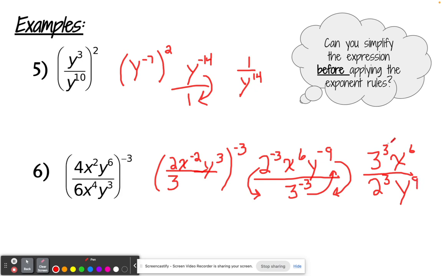My last step, I can evaluate 3 to the 3rd power, make that 27, 3 times 3 times 3. And in my denominator, I will have 8, 2 times 2 times 2, times y to the 9th power. Now I am done.